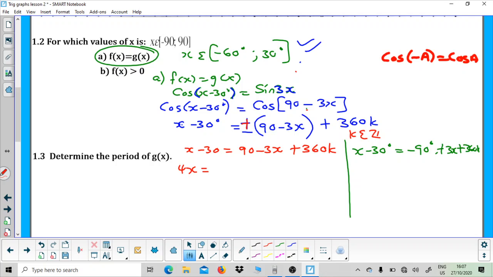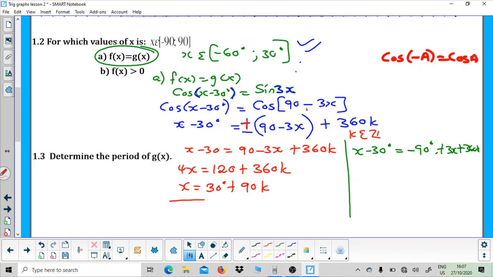Definitely you can see that. That will become 4x. 90 plus 30 will become 120, and then plus 360k. Okay, this is you doing some math now. Now dividing everything by 4, that will give you a general solution of x is equal to 30 degrees plus 90k when you divide that by 4.